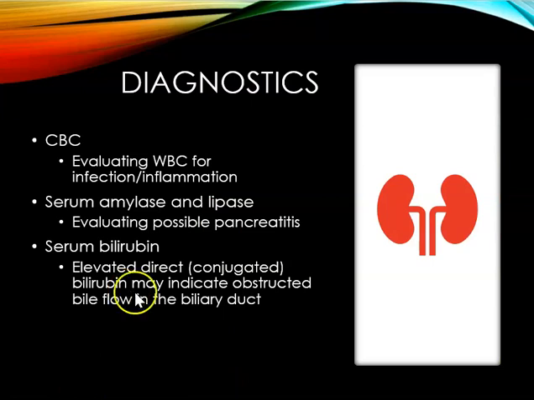So diagnostics with these, I kind of mentioned this a little bit earlier. They're going to do a CBC, or a complete blood count, and they're really looking at the WBC, the white cells, to look for infection and inflammation. A lot of times they're going to do a differential with this, so they can look at those immature white cells or the bands. They'll be doing a serum amylase and lipase to evaluate for any possible pancreatitis, and then a bilirubin. So they're going to check for elevated direct conjugated bilirubin, and that may indicate an obstructed bile flow in the biliary duct.